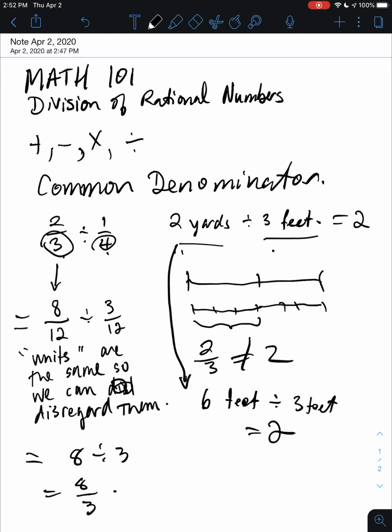All right, so that is the idea of how we're going to divide fractions. Let's take another example. Okay, just a couple of fractions I just kind of picked out of thin air here, cooked up in my head.